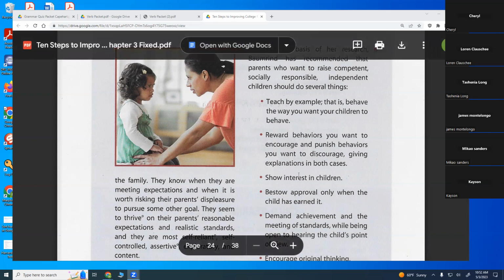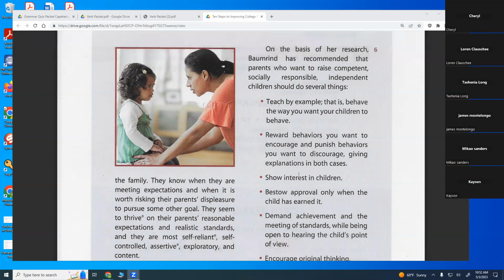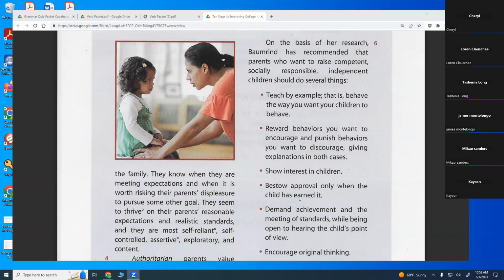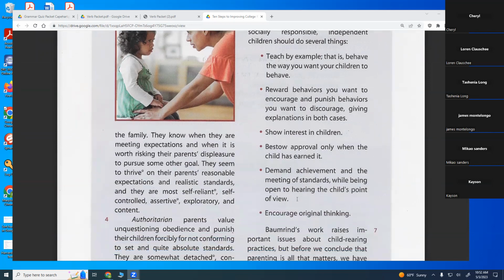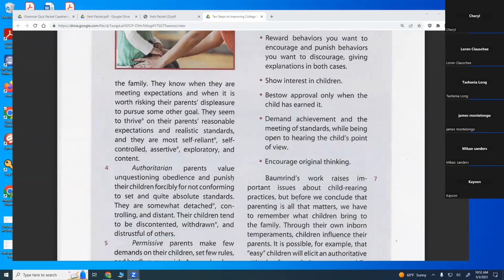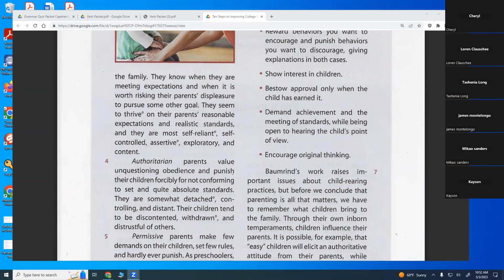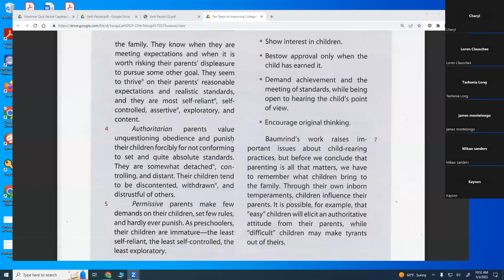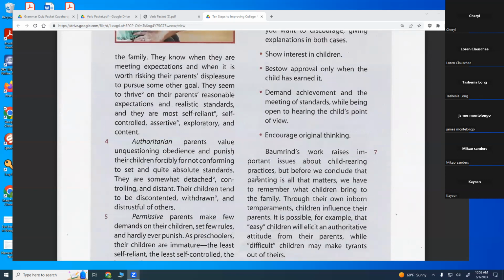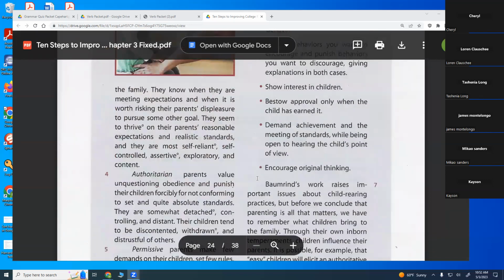Or like try to get them to be quiet, so like sitting down in front of a movie and then handing them a bunch of candy. No. I don't think this psychologist would agree with that one, but it's bribery, basically. Yeah, that probably works. Bestow approval only when the child is, so you can't just be like, you're a good child when you stop crying after they threw a fit. Okay. And open to hearing the child's point of view. So you have to really talk to them.